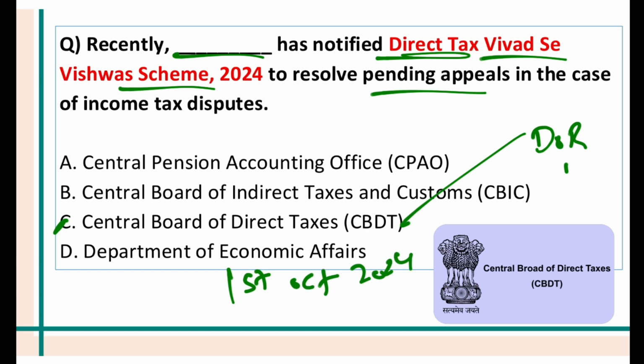This scheme basically incentivizes the taxpayers by offering lower settlement amounts, and the last date is 31st December. So you have 3 months time. If there is an income tax dispute, you can pay a lower settlement amount and just get rid of it. So this is the Vivad Se Vishwas scheme. This scheme was initially started in 2020.